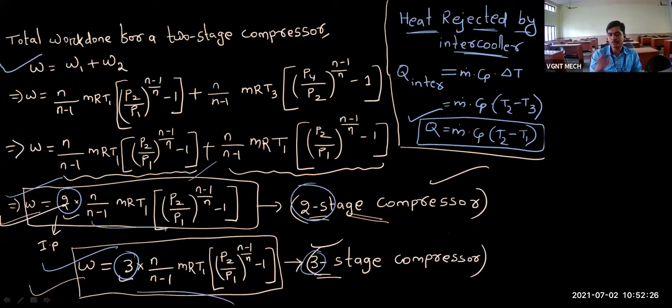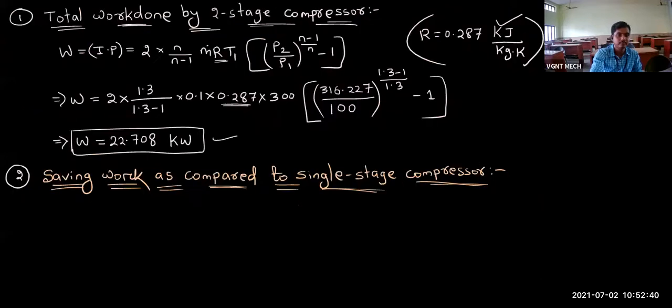Okay, this means in two-stage compressor we are going to save some work as compared to single-stage compressor. Even if we are multiplying 2 over here, then also we will get less work. How we are getting less work? We will prove it now. For the two-stage compressor, we have already got 22.708 kilowatt. Now we will calculate for single stage compressor how much work we have to give.